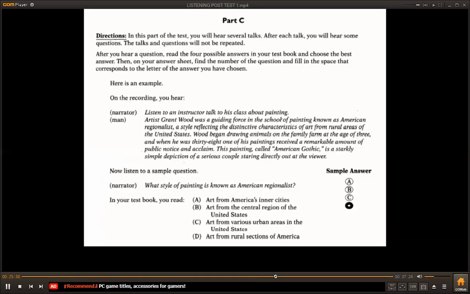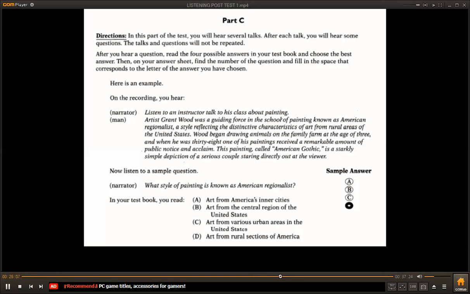After you hear a question, read the four possible answers in your test book and choose the best answer. Then, on your answer sheet, find the number of the question and fill in the space that corresponds to the letter of the answer you have chosen. Here is an example. On the recording, you will hear, "Listen to an instructor talk to his class about painting."